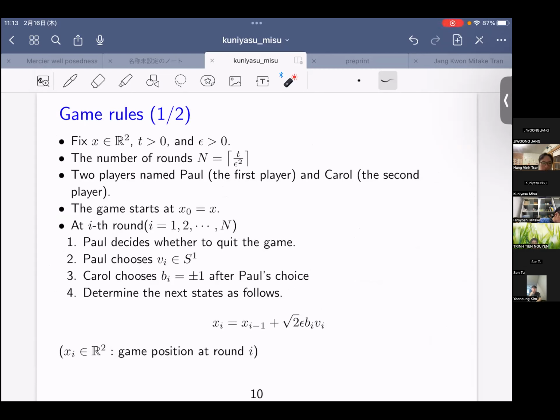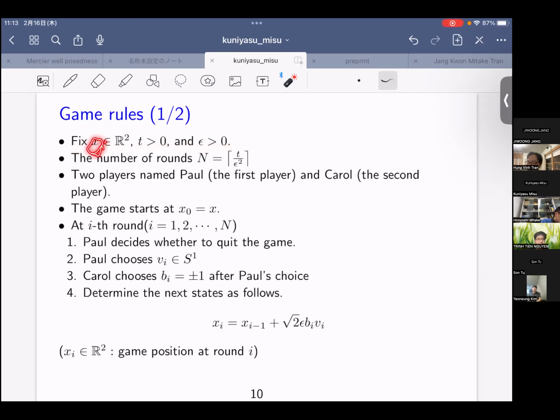So I gave a rule of game corresponding to the obstacle problem for mean curvature flow equation. And the game is a two-person zero-sum game, and we pick at first fix x, t and epsilon.